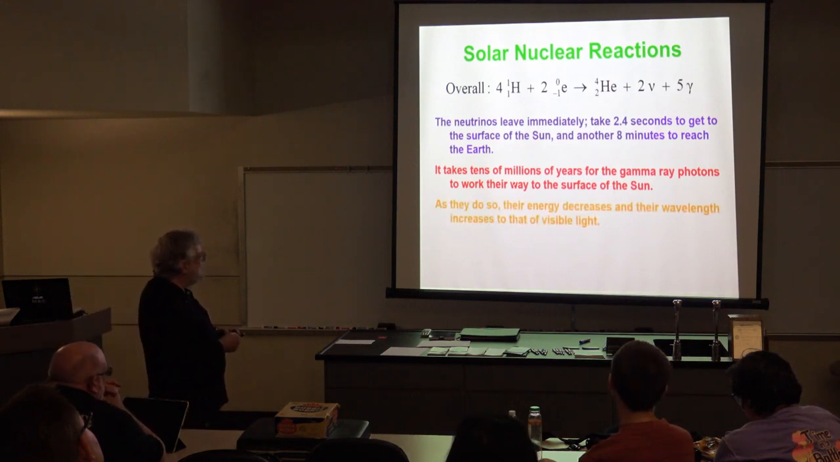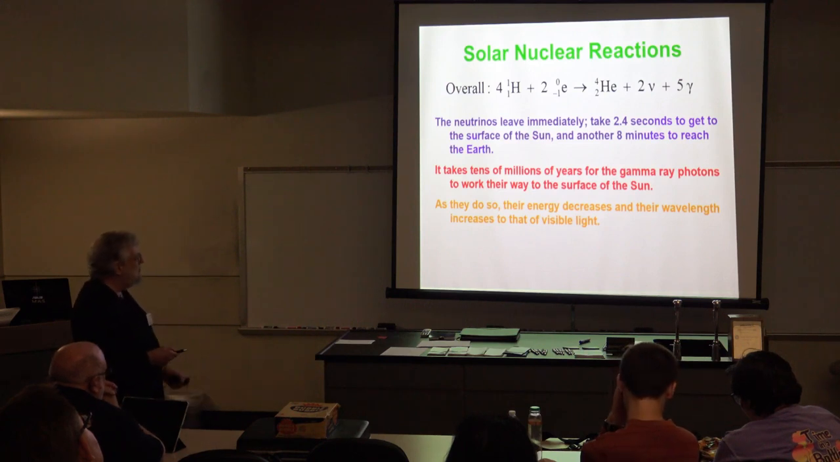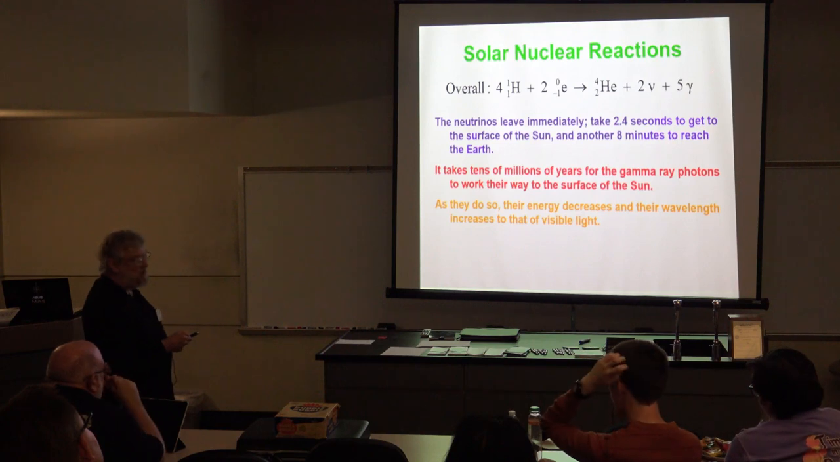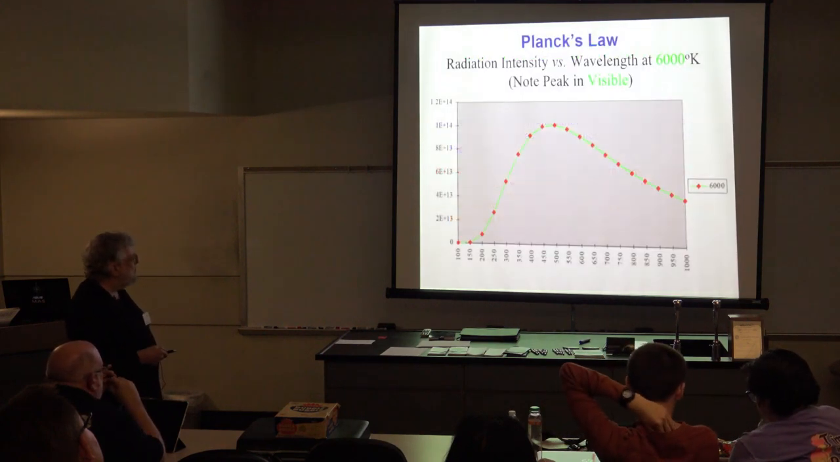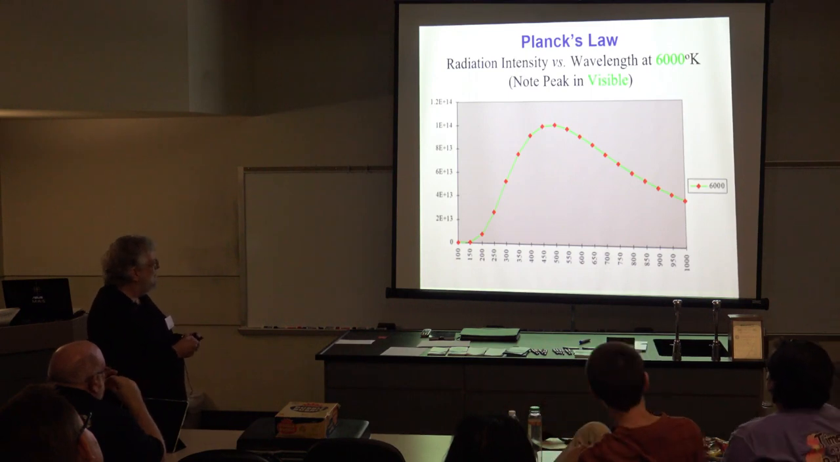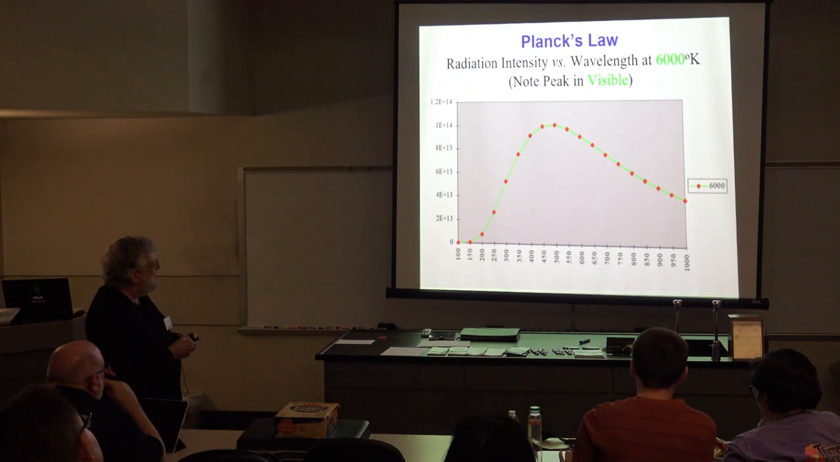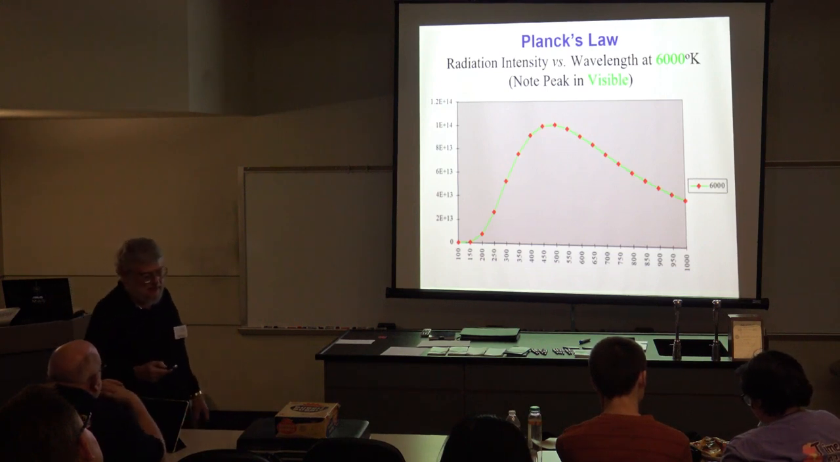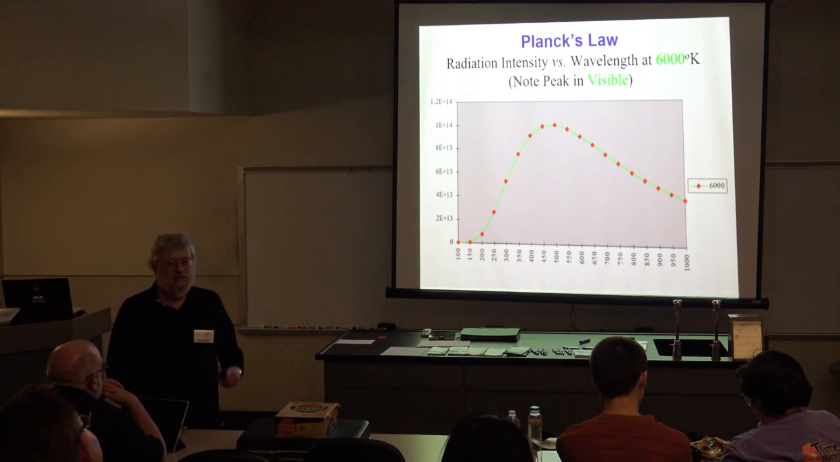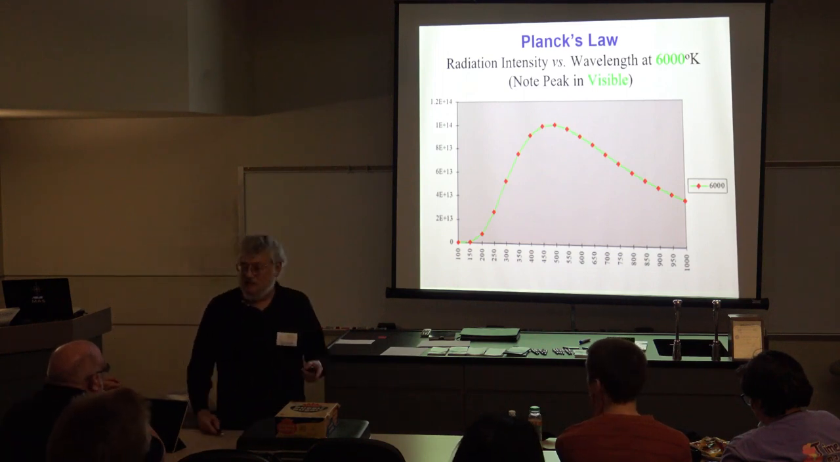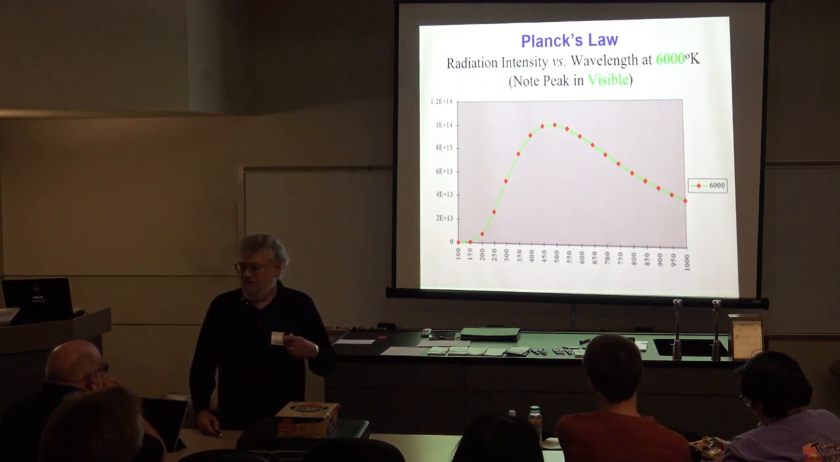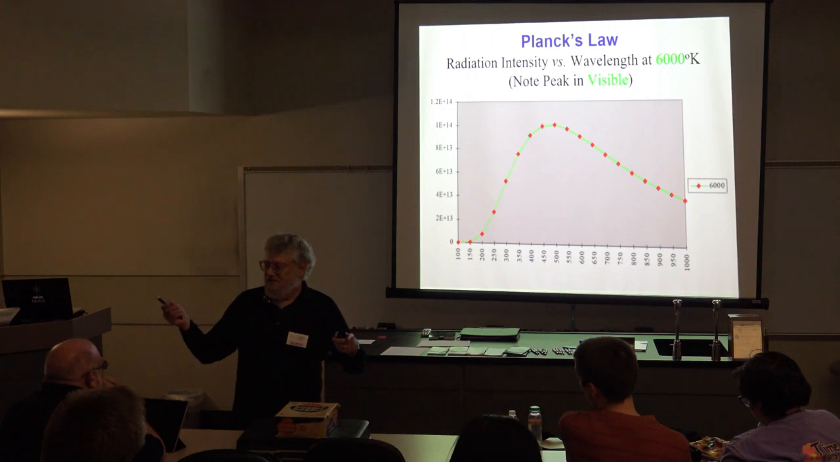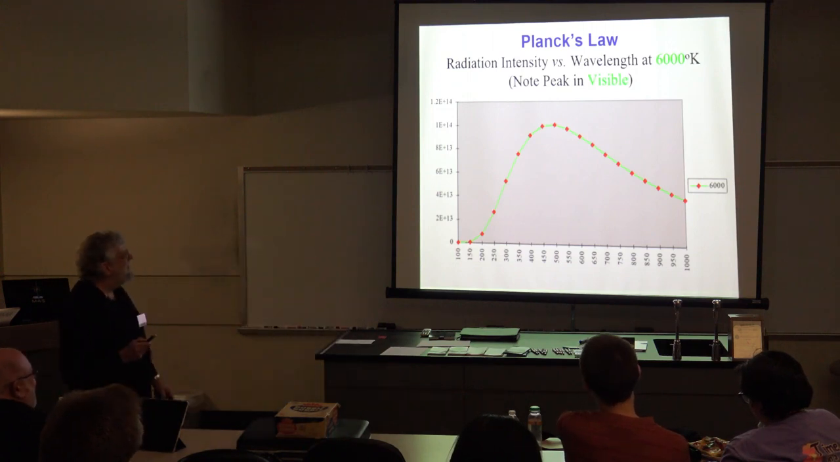Their energy decreases as they work their way up to the surface. The wavelength increases to the point where you can see them. We can't see gamma rays. But we get the distribution of something that's at that temperature from Planck's law. If the surface temperature of the sun is around 6,000 degrees Kelvin, it has a peak energy right in the green part of the spectrum and falls off to either side. So there's a distribution of wavelengths. And I'm sure you've heard me say before that the maximum intensity of the sun's energy is in the green part of the spectrum, which is right where the maximum sensitivity of our eyeballs is. So it's amazing how the sun evolved to take advantage of that fact so we could see it.